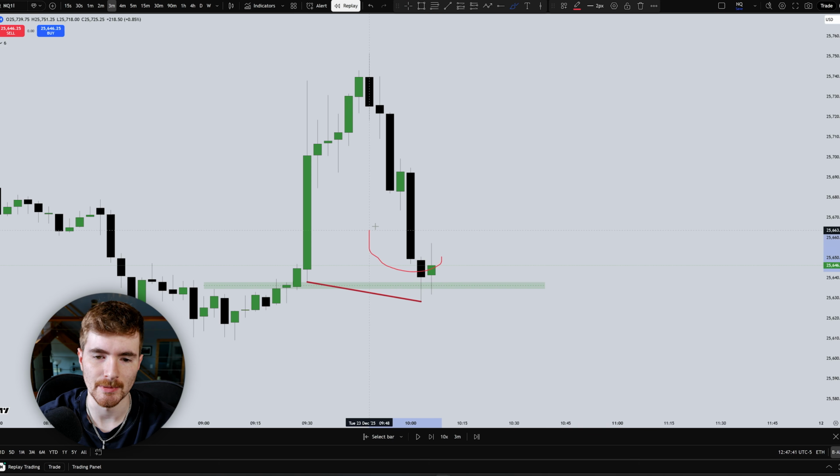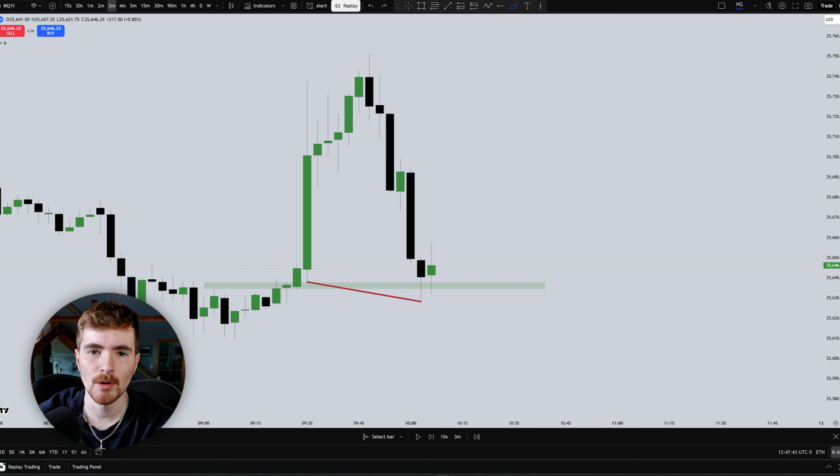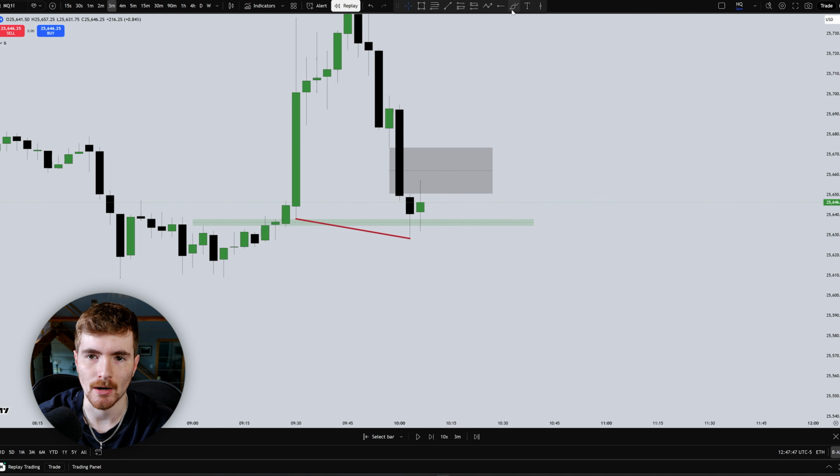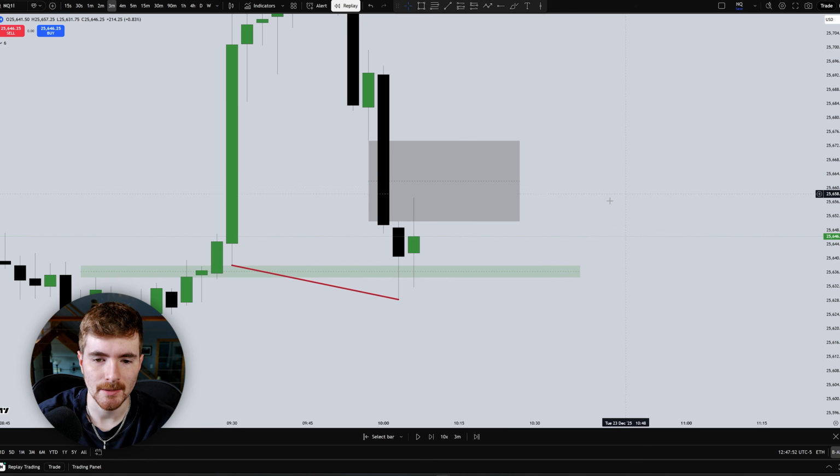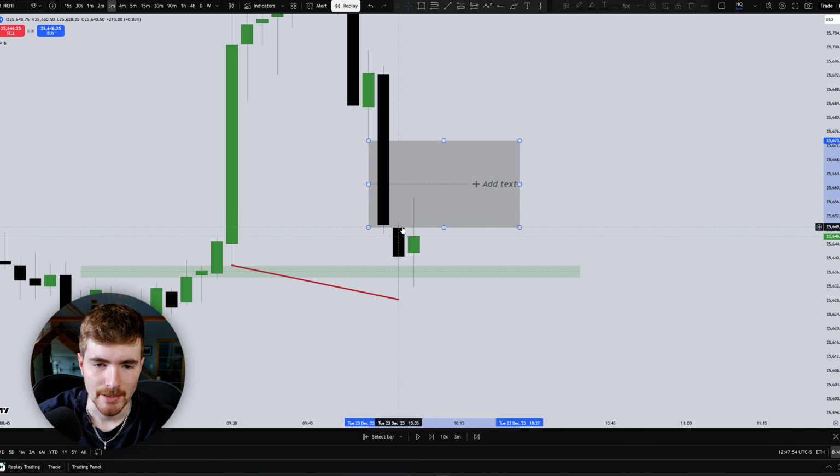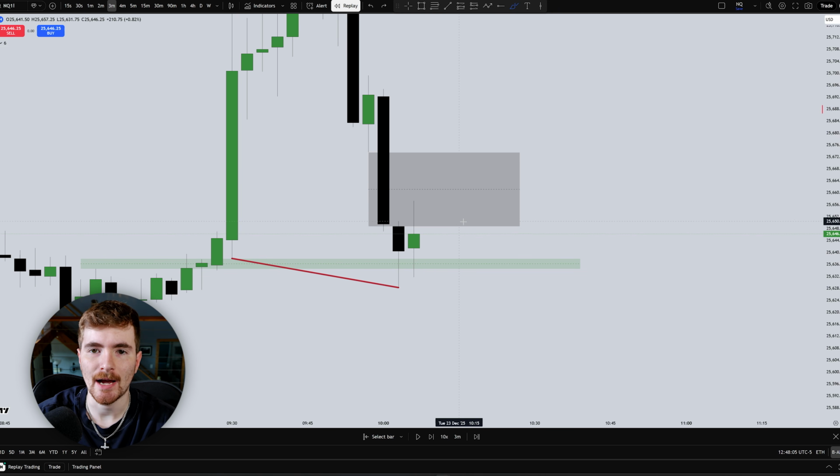Taking a look at this 3-minute example here, we formed a 3-minute bearish fair value gap as we tagged into our high time frame gap right here. But you have to remember what I said about those sneaky volume imbalances. As you can see, we have one right here, so we're going to include that in the drawing. Now we can't do anything with this yet. We have to wait for price to close back above this level. Once that happens, then we can finally take our trade.